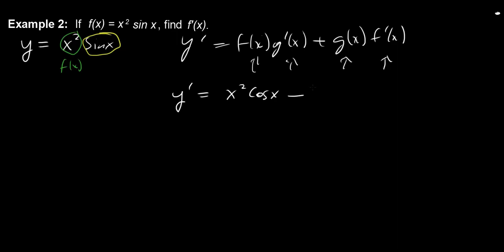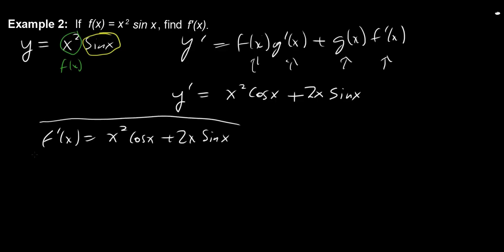And then let's see. So I'm going to add to that g of x, that's sine of x, which I'm going to put in the back here for style's sake, times f prime of x. f of x is x squared. f prime would be 2x. So there you go. So y prime is that. But y is really my original function. So I'm going to say that the derivative is x squared cosine of x plus 2x sine of x. And there you go.